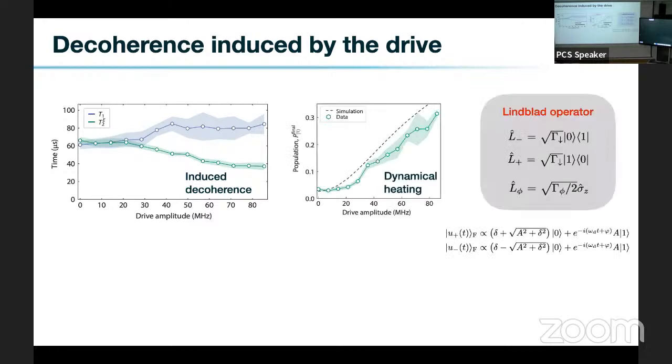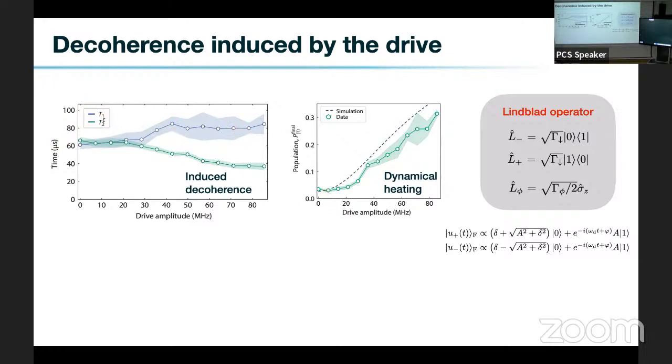To study this more, I studied the heating effect. To obtain this experimental result, I prepared the initial state as 0, and I applied the pulse for a certain duration. After that, I measured the excited population at the end. That shows how this drive induced heating in the system. This is the experimental result: the higher drive strength gives the higher leakage. That means there is larger heating for the higher drive amplitude, and this is the reason why there is a T1 increase and a T2 decrease.